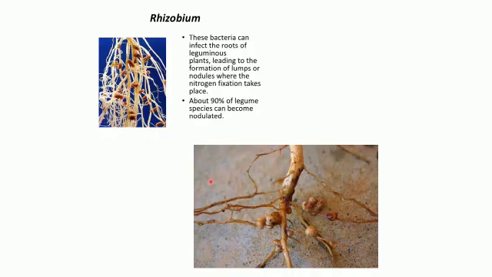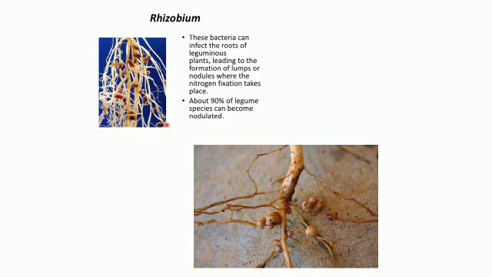These pictures are showing you the roots of leguminous plants. Leguminous plants are, for example, peas, beans, etc. And this is Rhizobium that we have talked about, a bacteria that helps in nitrogen fixation and hence is used as a biofertilizer. So these bacteria can infect the roots of leguminous plants, leading to the formation of lumps or nodules. Here you can see these nodules or lumps where the nitrogen fixation takes place. About 90% of legume species can become nodulated.